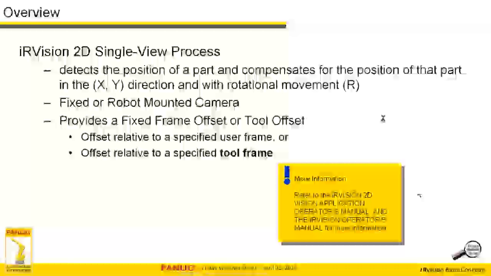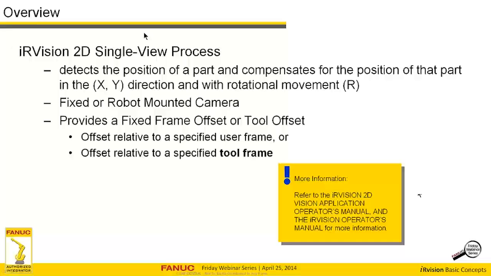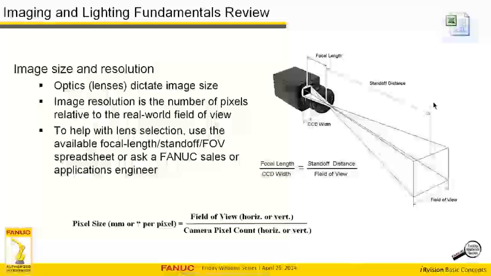Okay, iRVision 2D single vision process. This is kind of the workhorse of iRVision, the main vision process that is used. It's 2D, meaning it provides information in what we call X, Y, and rotation about Z, or R. It can be used on a fixed or robot-mounted camera, and it provides a fixed frame offset or a tool offset. So the offset is either relative to a specific user frame or to a tool frame, and we're going to be focusing on the tool frame today, how to properly use a tool offset generated in vision.